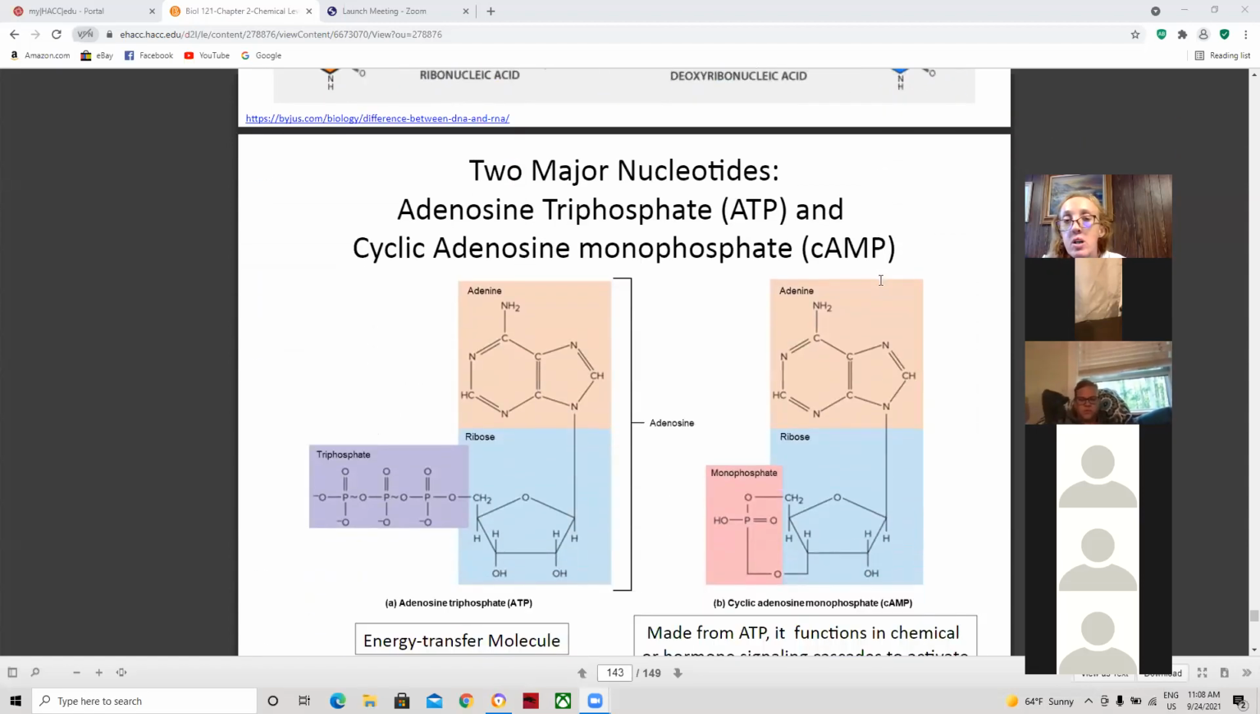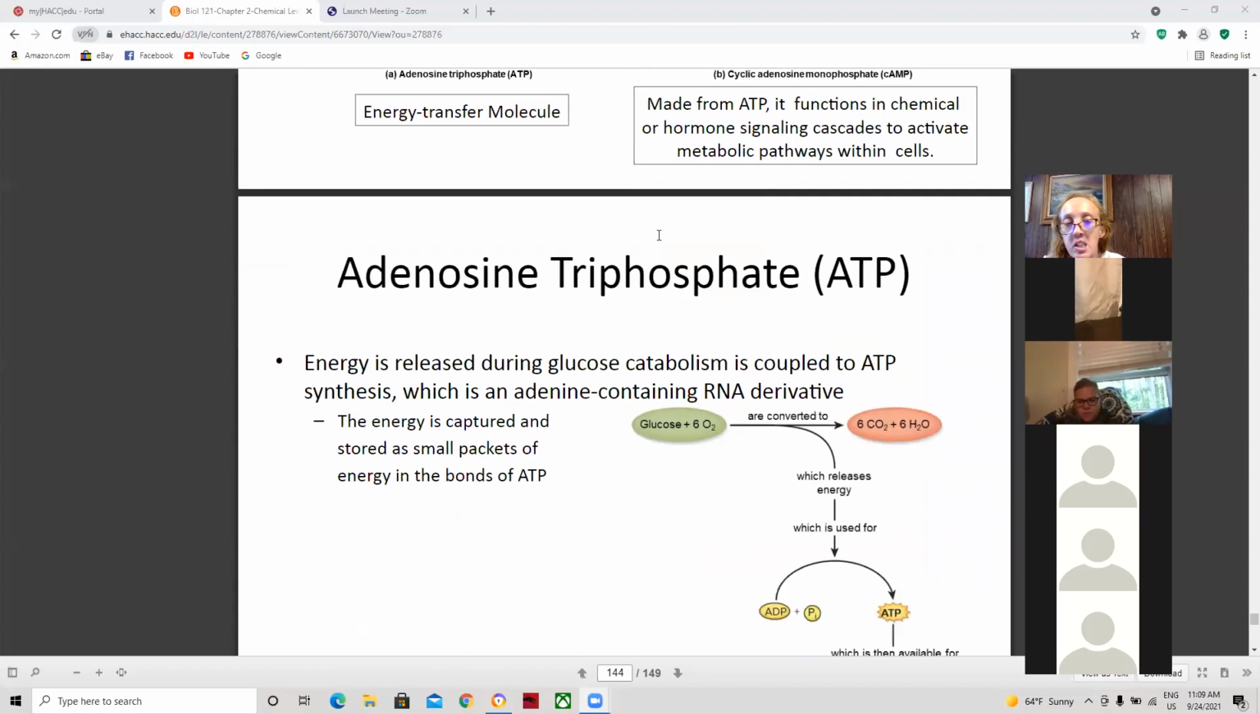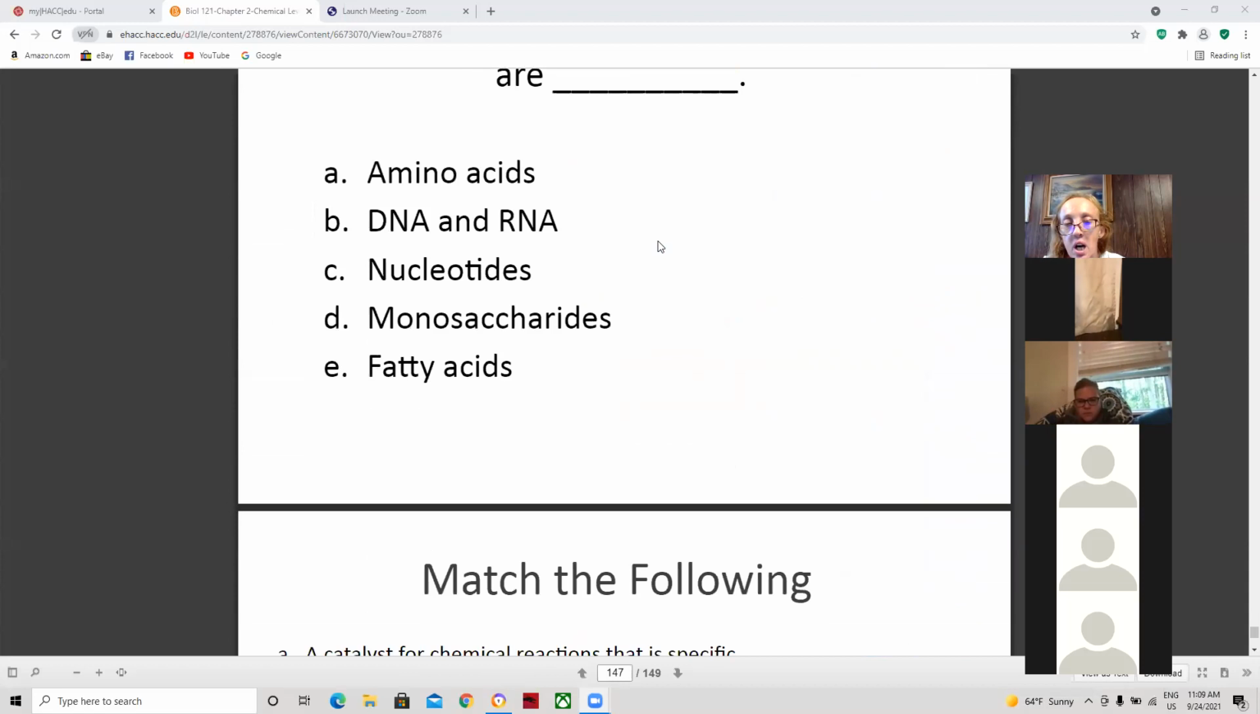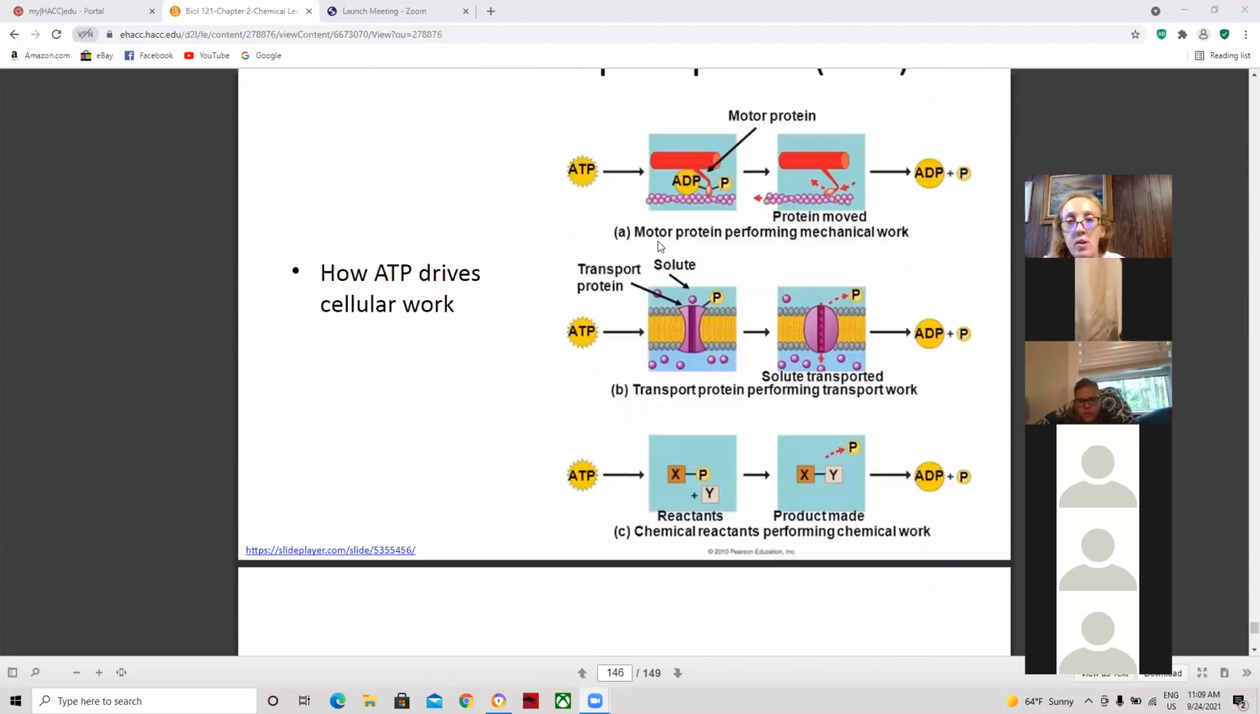So two major nucleotide derivatives, adenosine triphosphate, cyclic adenosine monophosphate. Adenosine, you know what, you guys, I'm going to stop right here, because the rest of this isn't going to be about adenosine. And I don't want to keep going.